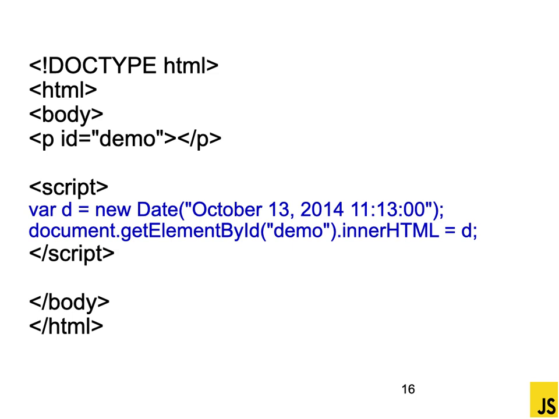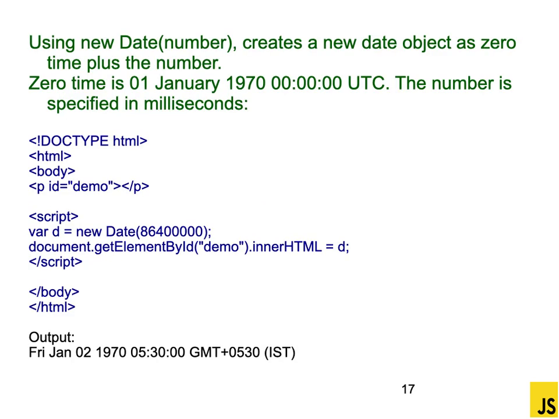For that we need to use the object name Date, along with the new operator. Using new Date followed by a number creates a new date object as zero time plus the number. Zero time is 01 January 1970 00:00. The number is specified in milliseconds. So from that particular time the given number will be added, and that is the millisecond number from time 0, and the corresponding date is created.